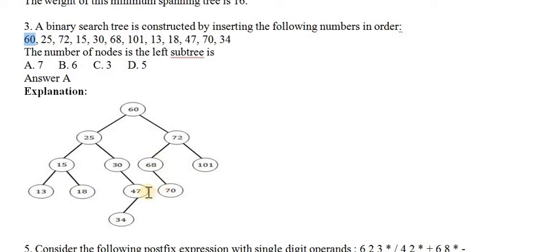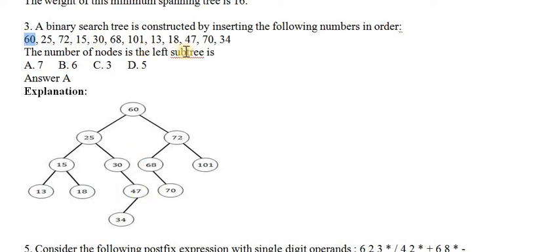Like that 34. 34 is less than this 60, coming here, and greater than this 25, so I'm coming here. Again 34 is greater than 30, coming here, but 34 is less than 47, I am placing it on the left side. Okay, so now our task is over.